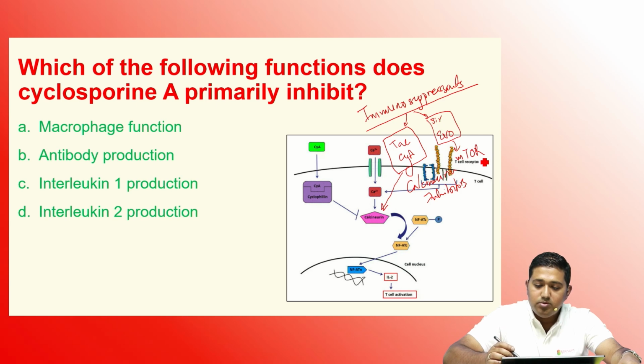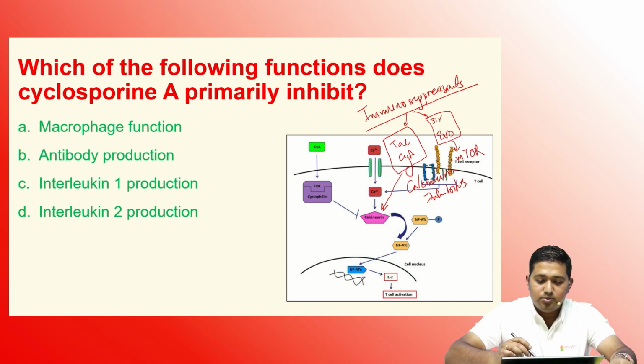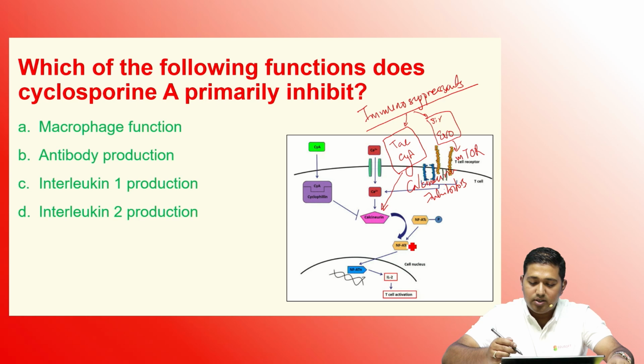Now, how are tacrolimus and cyclosporin inhibiting calcineurin? Normally cyclosporin A enters the cell and binds to a molecule called cyclophilin, and this complex is going to inhibit the calcineurin protein inside the cell. Once calcineurin is inhibited, it causes a cascade of events, and ultimately there is no production of interleukin 2.